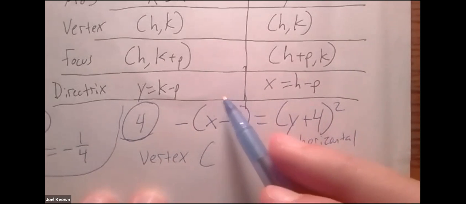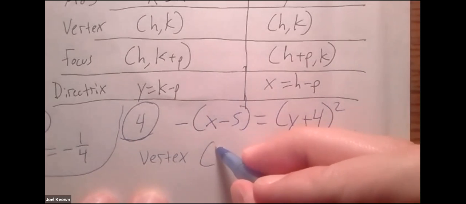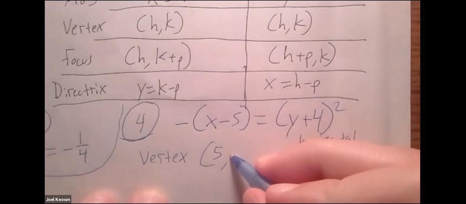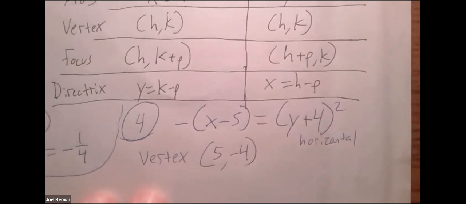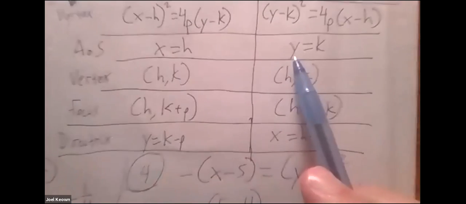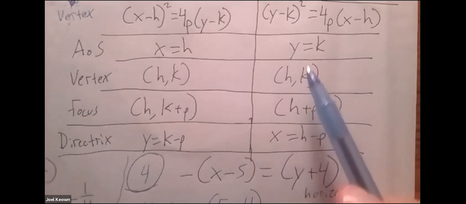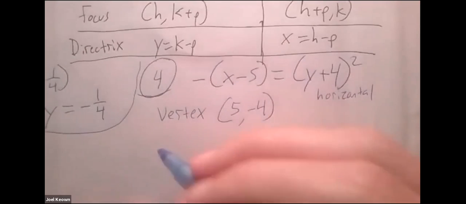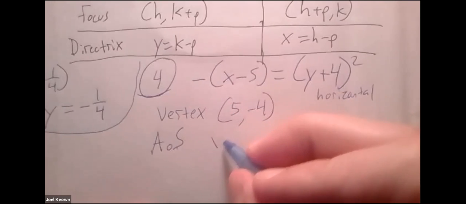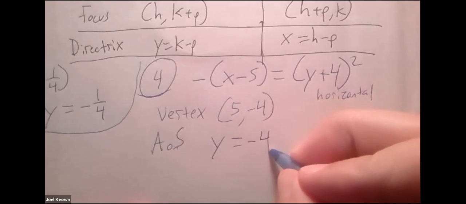Let's start with the value of x. It says minus 5. Well, just like all the others, we got the opposite sign. So my x value is positive 5. It says y plus 4, so I have to have a negative 4 as the y value of my vertex. Next, it says axis of symmetry is y equals the k value, which is the y value of my vertex. So axis of symmetry is y equals the y value, negative 4.